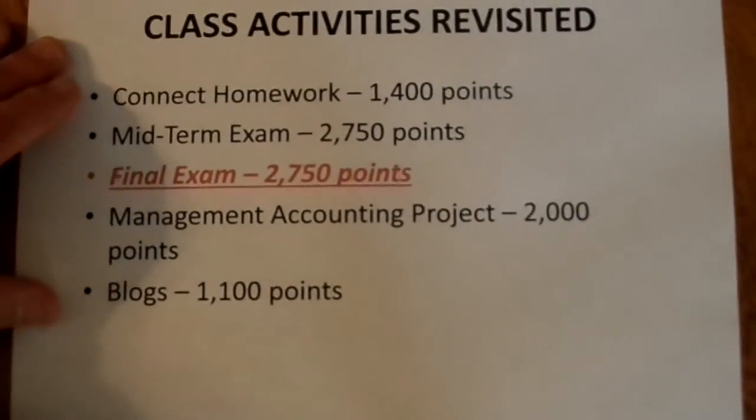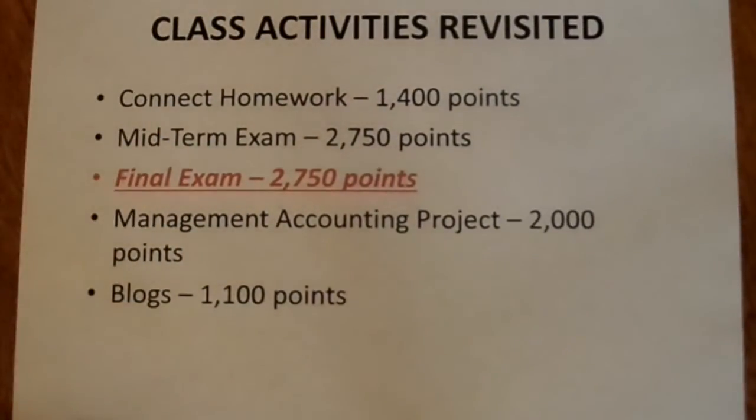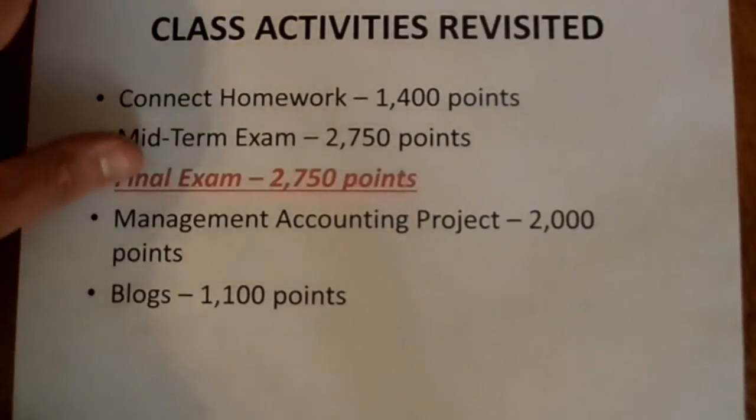So first, let's revisit the class point system. We have Connect Homework that is worth 1,400 points. We had a midterm exam about the midway point of the class that's worth 2,750 points. This final exam is worth 2,750 points. There's a management accounting project that was worth 2,000 points, and blogs worth 1,100 points. When you add all this together, it comes to 10,000 points.